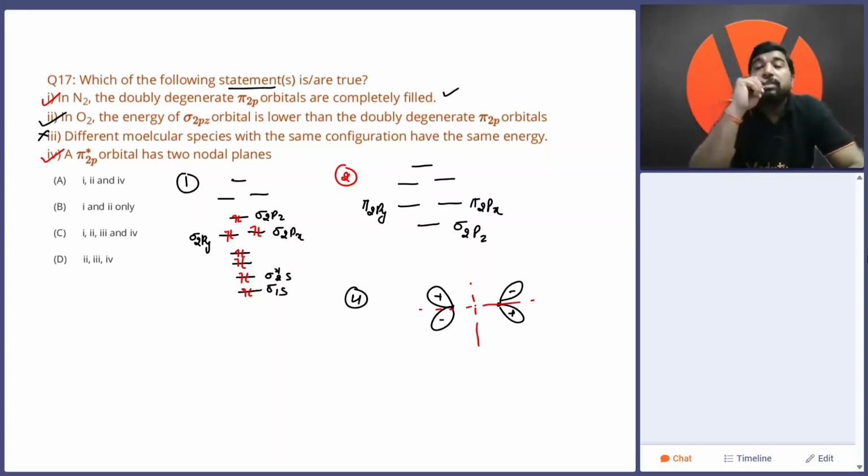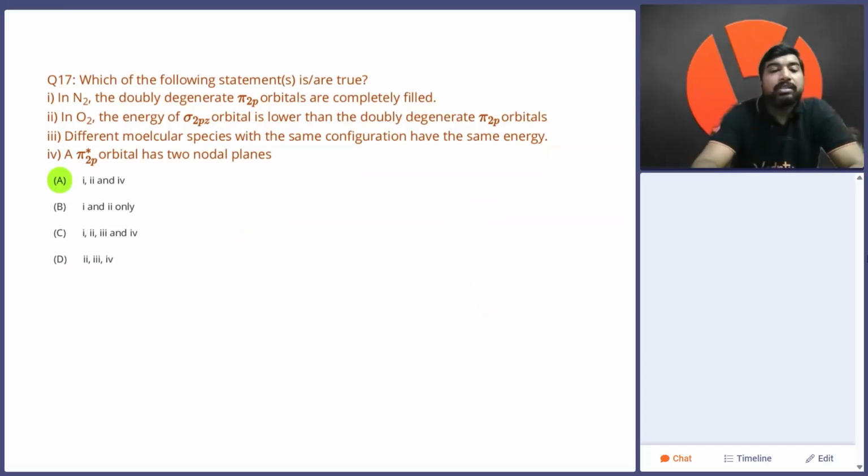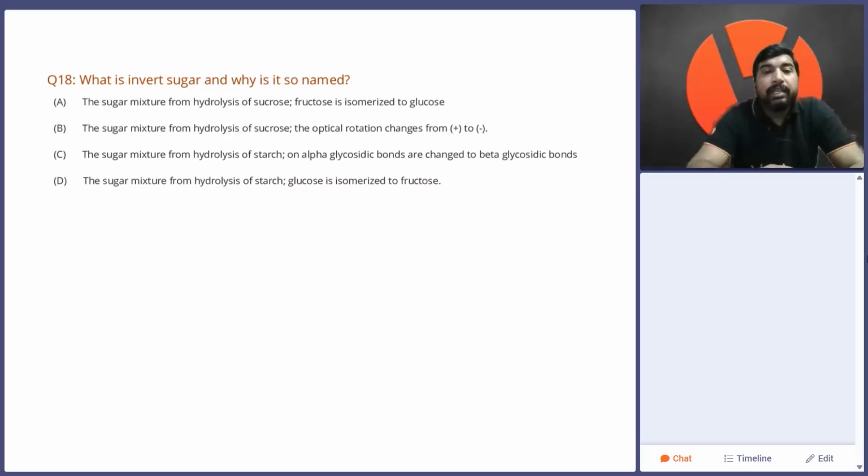So statements 1, 2, and 4 are the right statements. From here we can say option A is the right answer. So we're going to cross check the answers. Yes, definitely 17 is the right answer. Now we're going to discuss question number 18.